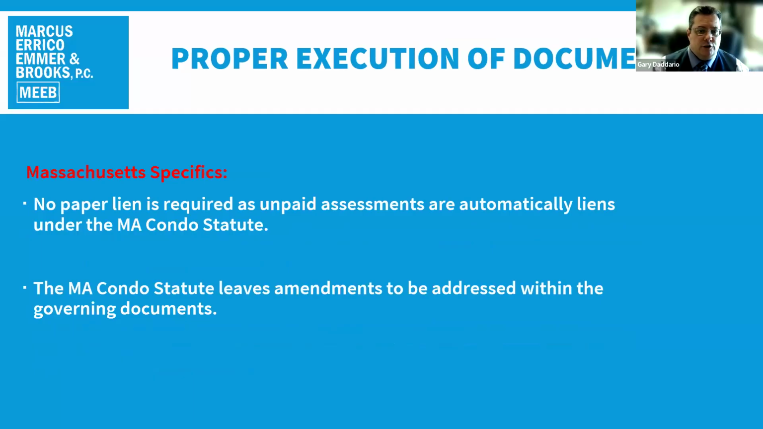Now, we have some Massachusetts specifics. As I mentioned before, no paper lien is required because in Mass there's an automatic statutory lien. When it comes to amendments in Massachusetts, the statute leaves that to be addressed within the governing documents in terms of who signs them. And so association by association, if you're working on an amendment, you're going to want to make sure that you've read the relevant provision of the document and identify who is going to be required to sign that amendment in order for it to be valid.